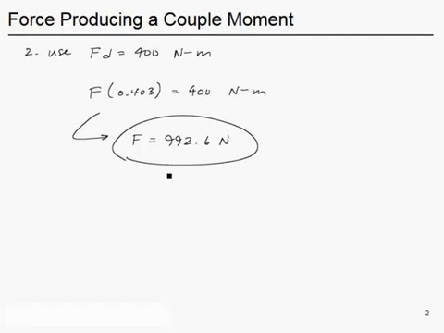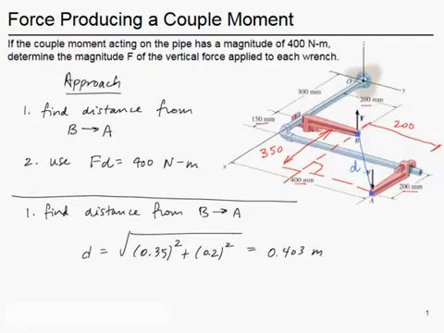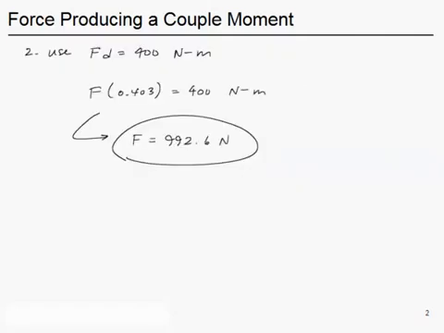Let's review what we did. Back here, this whole problem is about couple moments. And with couple moments, the key parameter that we need to know is the distance between the application points of the force. In this case, those points are labeled as A and B, and I am calling that distance D. So by using a little bit of trigonometry on the figure, we could figure out what D was, propagate that through to the solution, and find out that F is equal to 992.6 newtons.